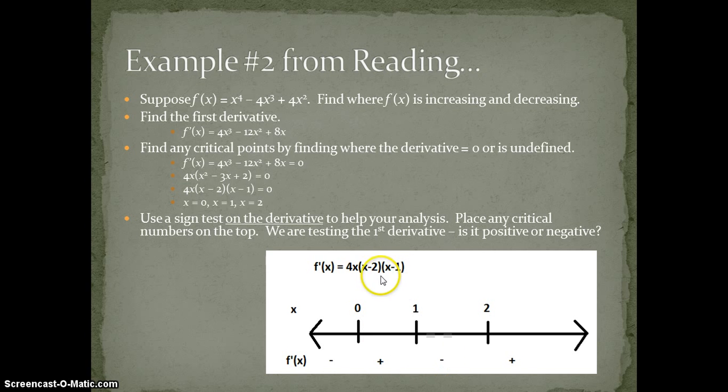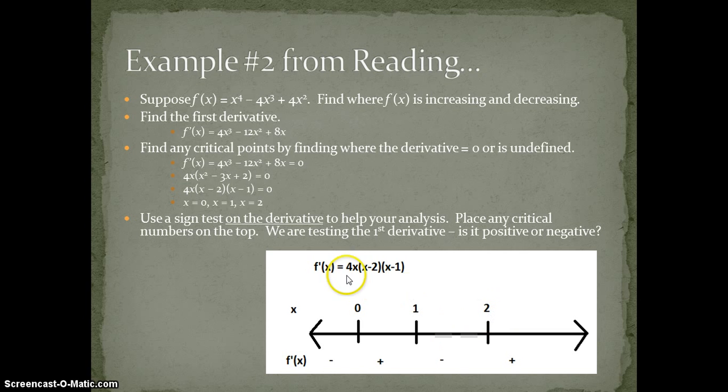A number between 1 and 2. 4 times 1.5 is positive. 1.5 minus 2 is negative. 1.5 minus 1 is positive. We have one negative. That'll give us a negative overall.